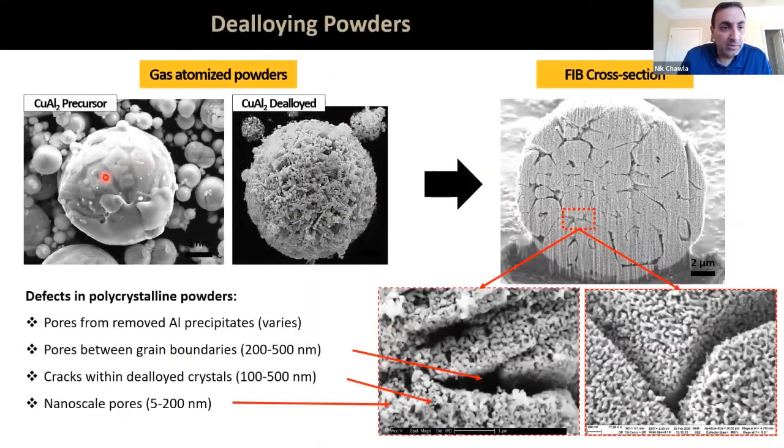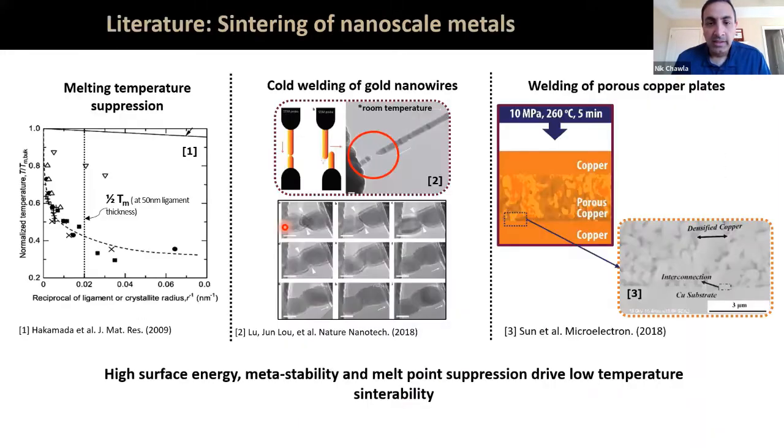Okay, so here are examples of CuAl2. These are atomized powders. And when we actually do the dealloying, you can see that you get a very nice porous structure here. The aluminum precipitates are removed, and you're left with a copper scaffold, if you will. And so you have pores that range all the way from 5 to 200 nanometers. This has some very interesting implications because of the high surface area and the high surface energy associated with these materials.